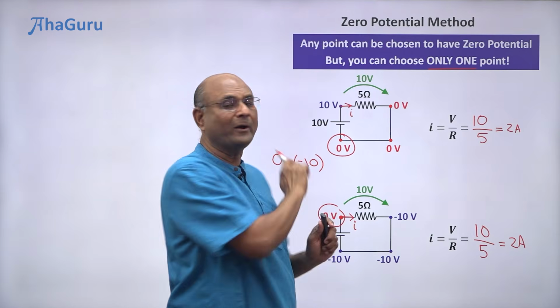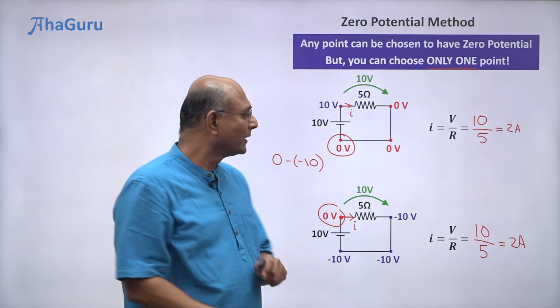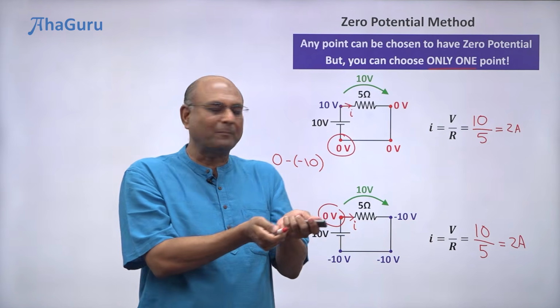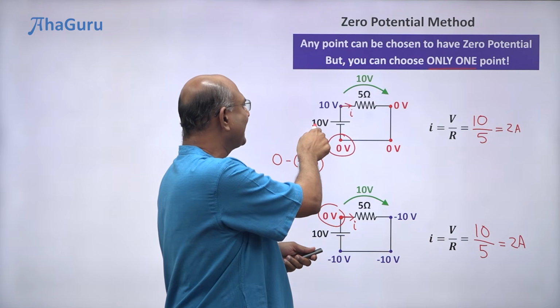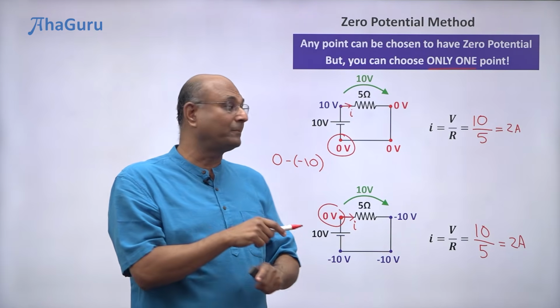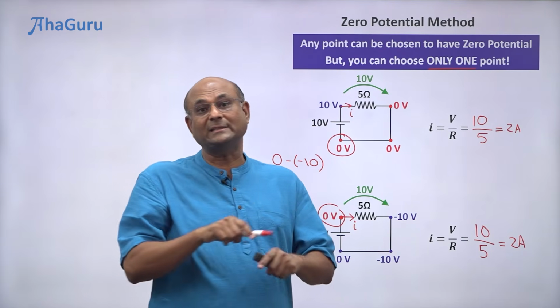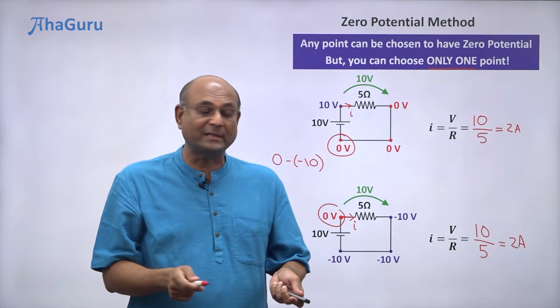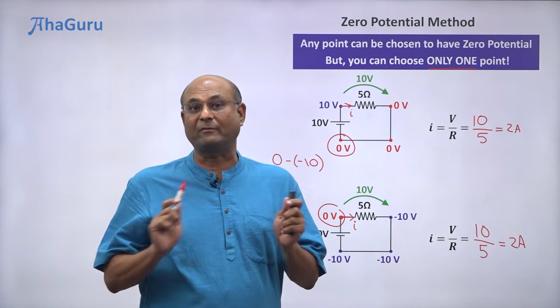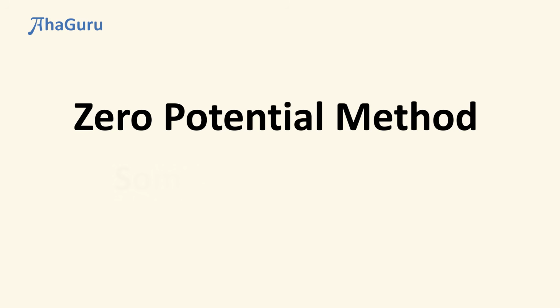Okay. So you can choose any point to have 0 potential, but only one point. So in this question, it looks like I'm making a big fuss about the problem because I could have directly done 10 by 5 and got the answer. But now we are going to do another example where if you take the battery voltage and divide by the resistance, you will get the wrong answer. And so you have to do it by using this method step by step carefully. Let us look at this example.